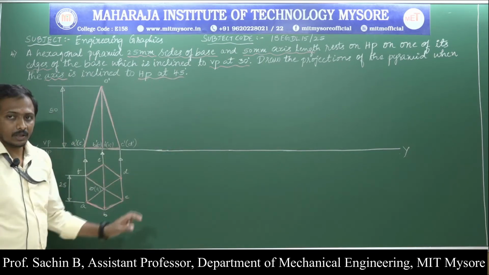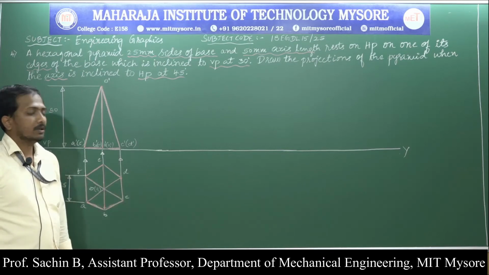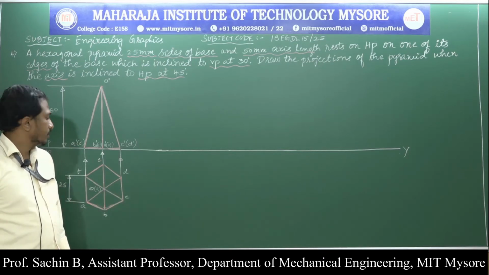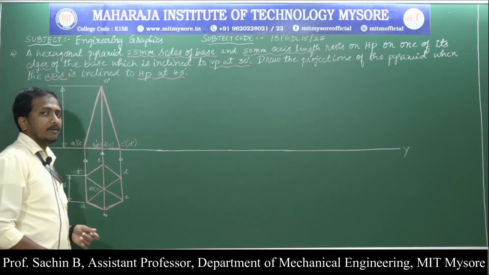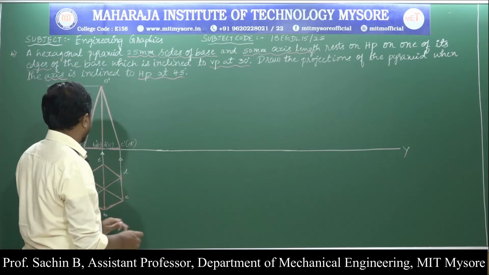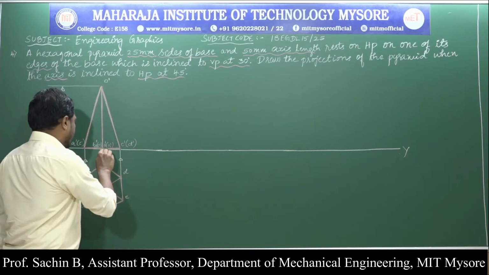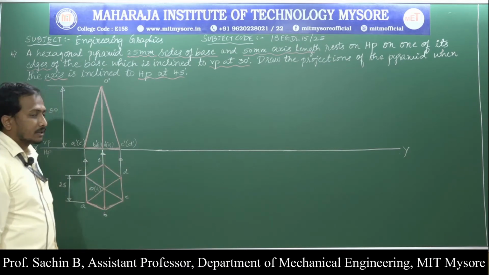Here, in the second position, the axis inclination is given. In the last position, the edge inclination is given. Based on that, the axis is inclined at an angle of 45 degree. First, I will go for drawing the base inclination. Next, I will go for drawing the axis inclination.